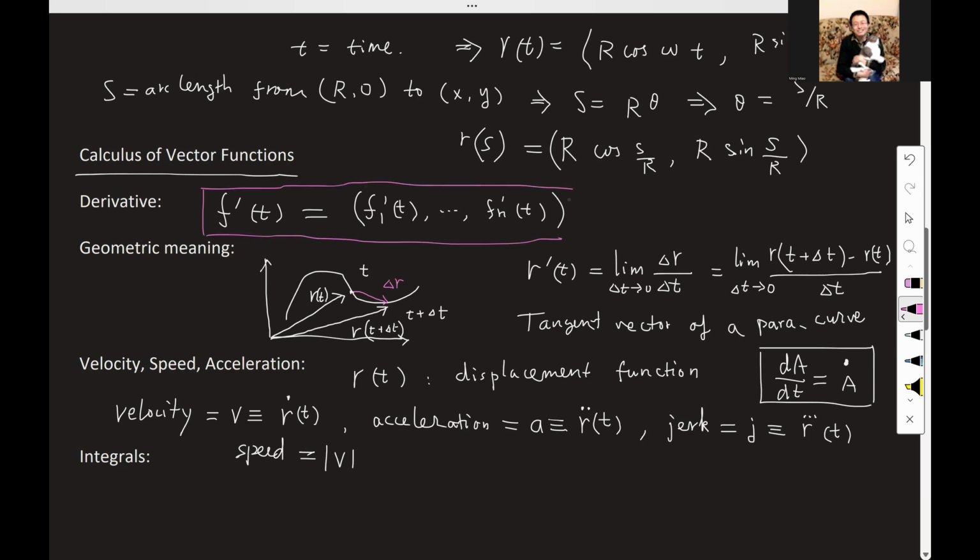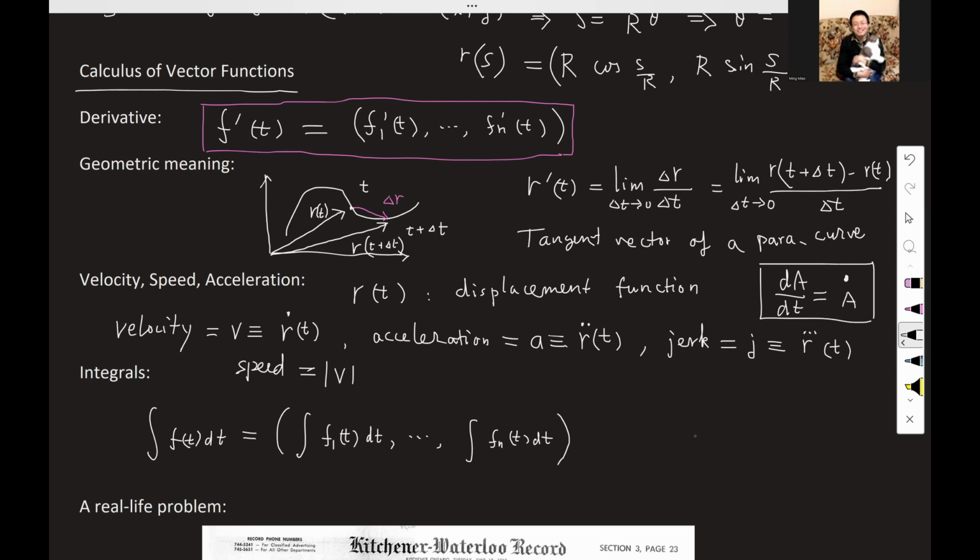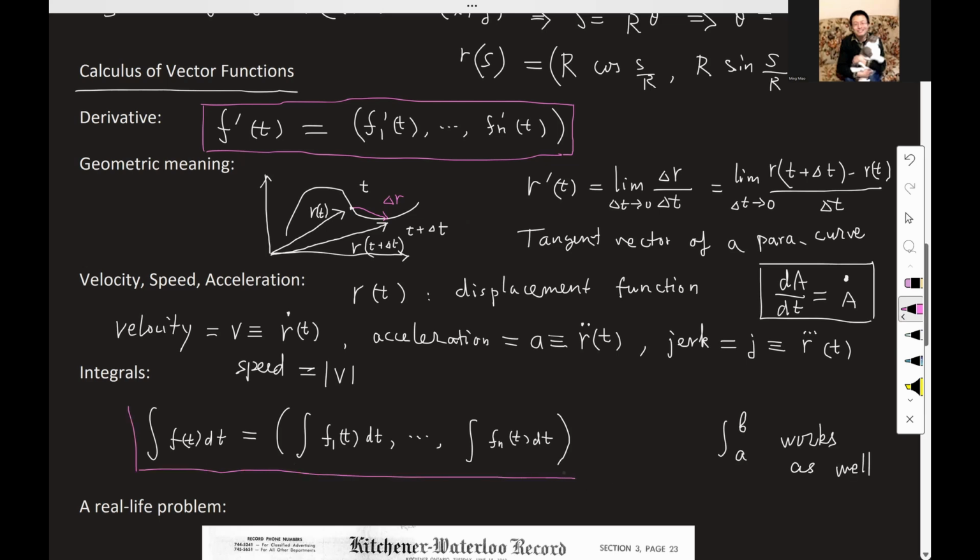And the integral, of course, is the reverse operation. The integral of f of t dt is nothing but the integral of each component. And I'm writing this as an indefinite integral. You can, of course, replace the indefinite integral by a definite integral, as long as all the integration limits are the same. Now let's look at a real life problem.